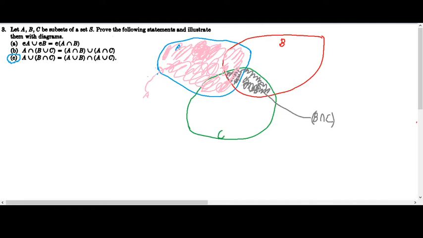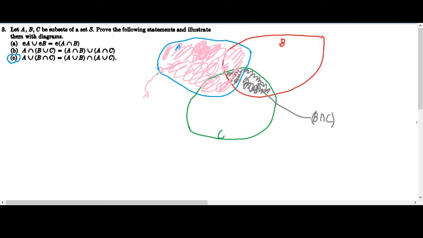Welcome back to Metaphor Math, and this is our series on Intro to Analysis by Maxwell Rosenlicht, and we're on problem 3c. In this problem, we're showing another set equality, and like usual, when we're showing a set equality, we're going to show that the left-hand side set is a subset of the right-hand side set, and the right-hand side set is a subset of the left-hand side set.